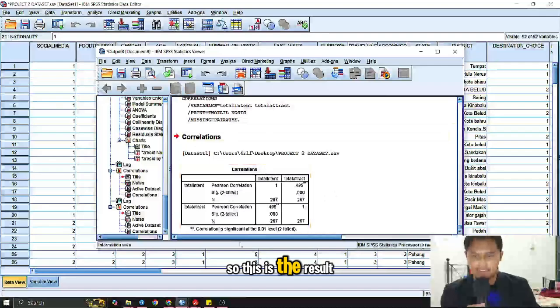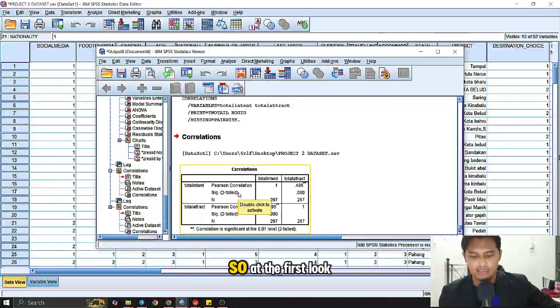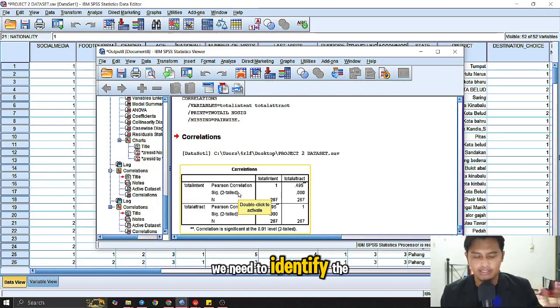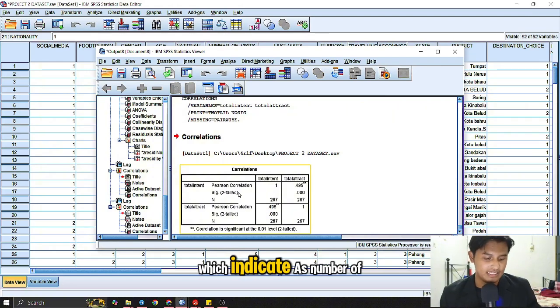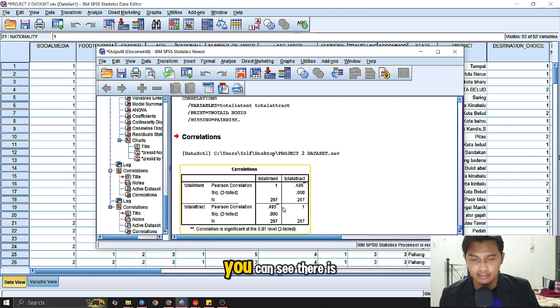So this is the result. At first look, we need to identify the N, which indicates the number of cases. So here, you can see there are 267 respondents, and for the total answers it is also the same here. So it's a good one because there are no missing respondents.